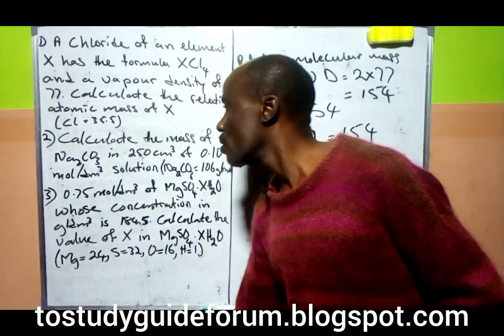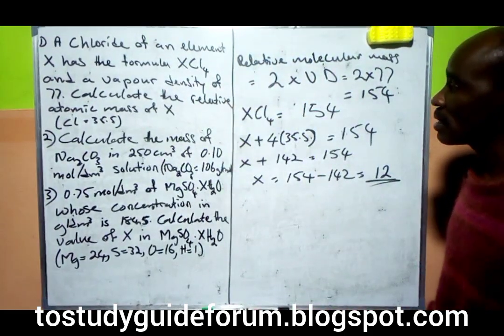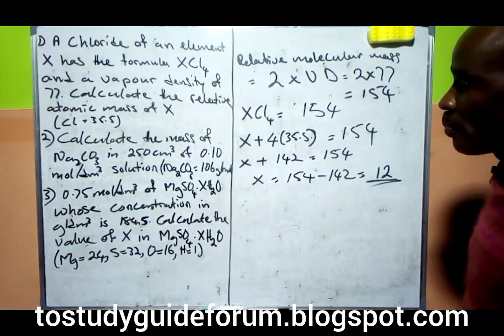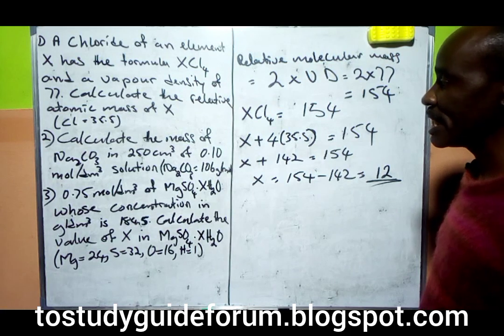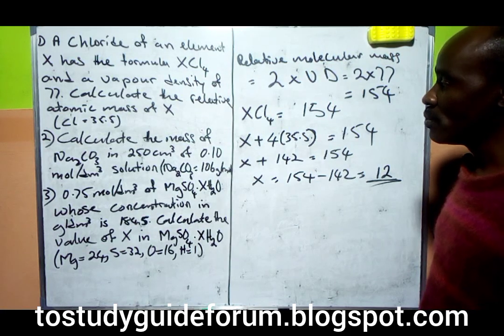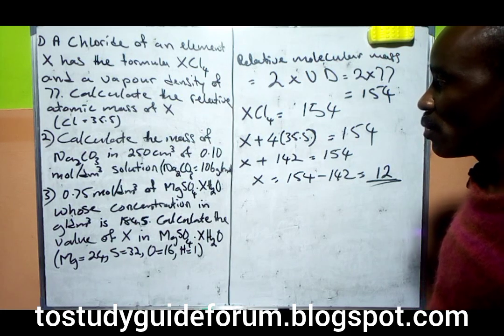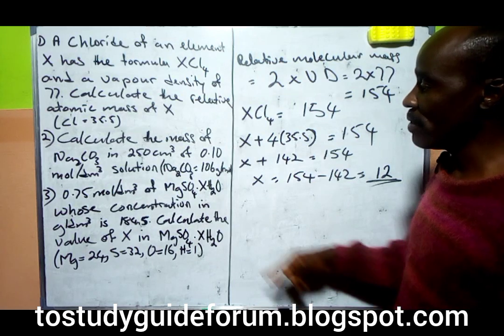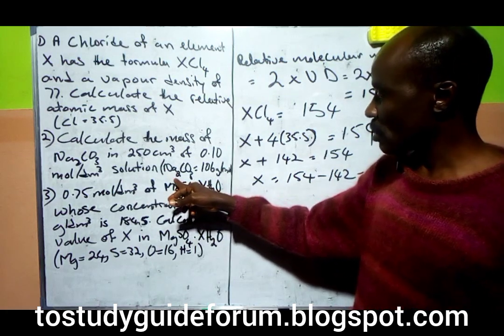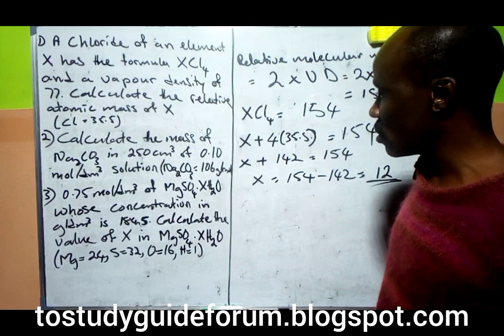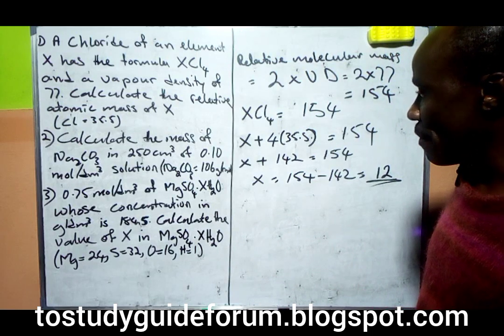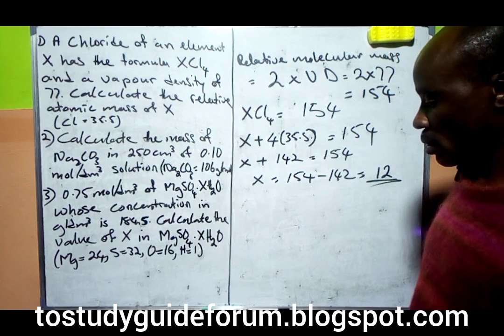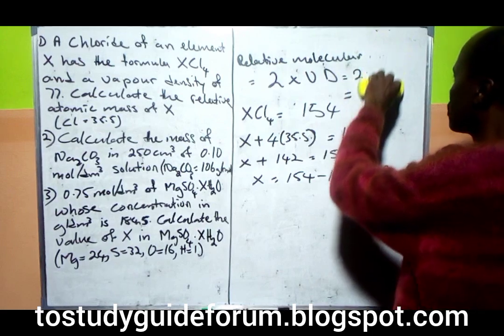So let's quickly go down to the second one. The second one says: calculate the mass of sodium carbonate in 250 cm³ of 0.1 mole per dm³ of solution. Now we are given the molar mass of sodium carbonate to be 106 gram per mole. So what are we going to do in this case?